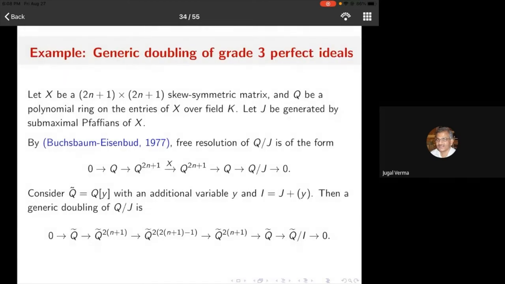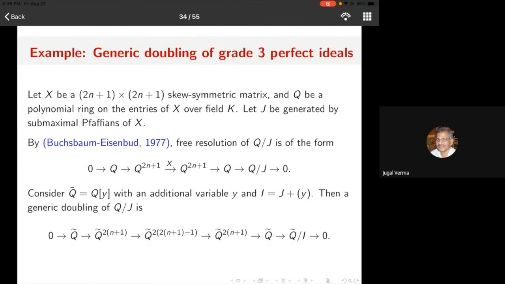So let's see an example of generic doubling. Here, we see a generic doubling obtained from a grade 3 Gorenstein ideal, which we know is given by the submaximal Pfaffians of a certain skew symmetric matrix.